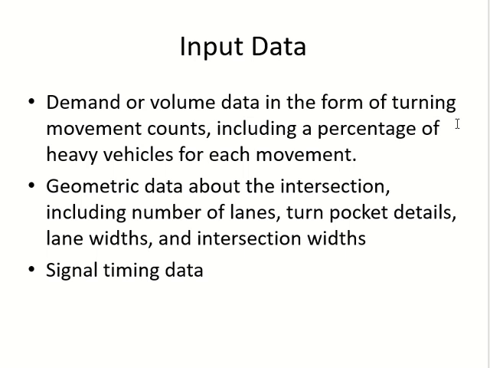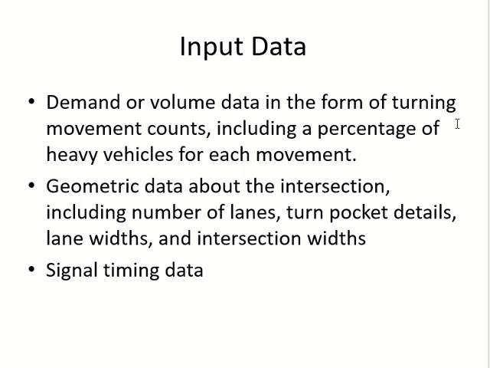The other thing you need is the geometric data of the intersection. Geometric data includes, for example, the width of the intersection in each direction. Okay, width in this direction, width in the other direction. The number of lanes you have, lane width, turning radius, all this is part of geometric data.